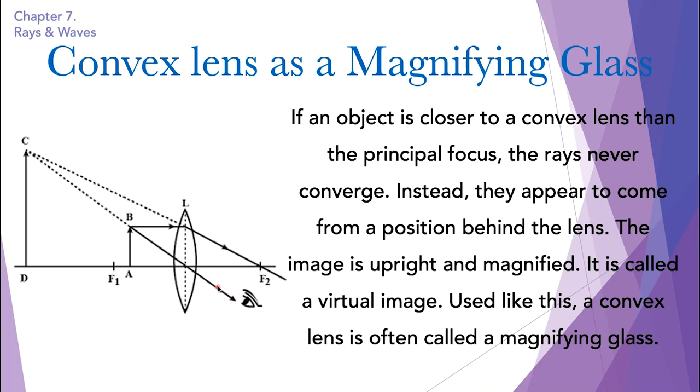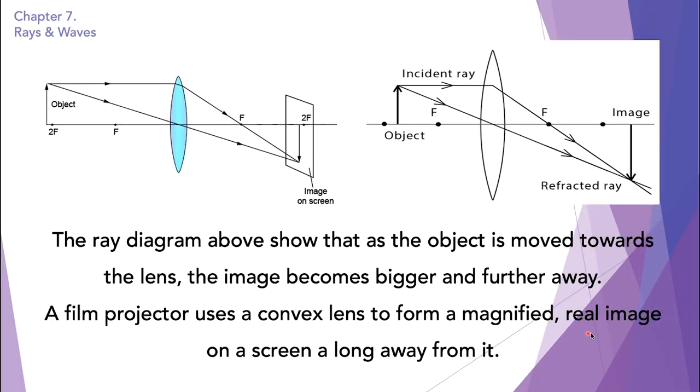Used like this, a convex lens is often called a magnifying glass. Yes, a convex lens can form a magnified real image as well, but this is not how we use a magnifying glass. A magnifying glass never produces a real image, it is always a virtual image. But in the case of a film projector, the convex lens forms an image which is magnified, real, and is formed on a screen a long way from it.